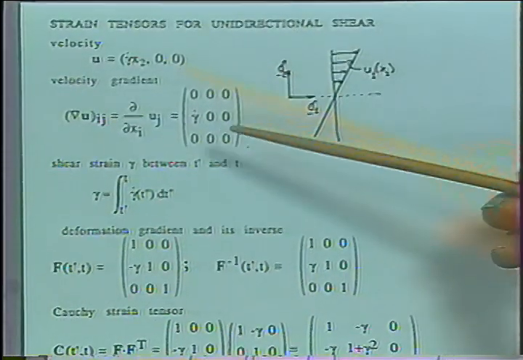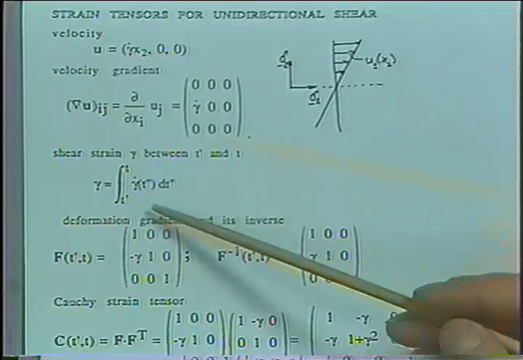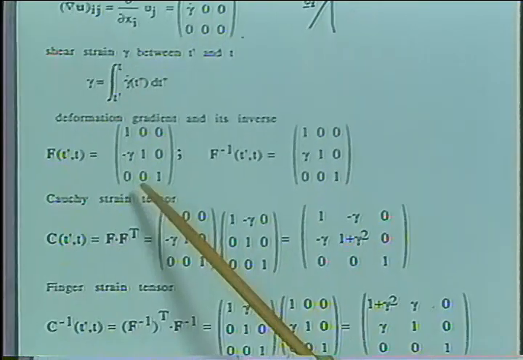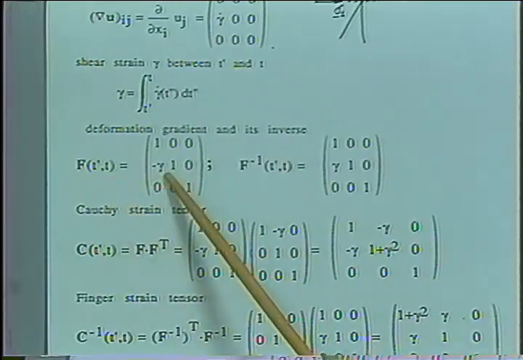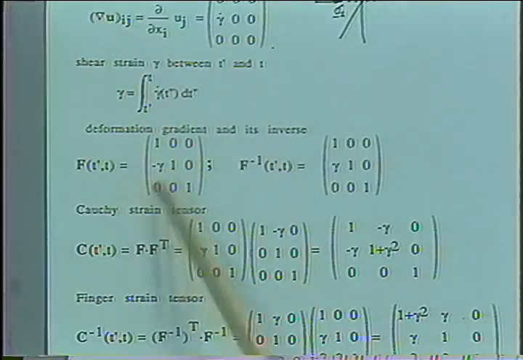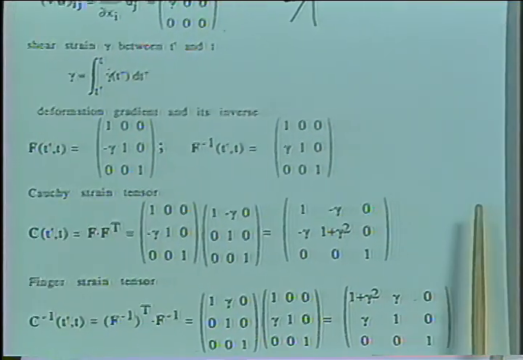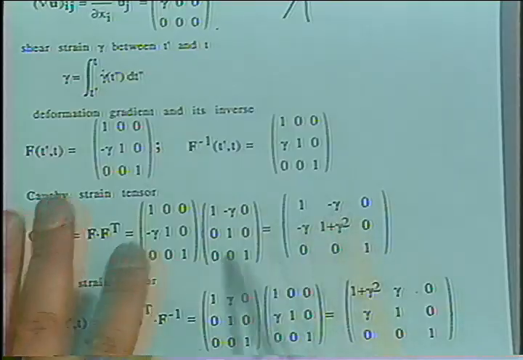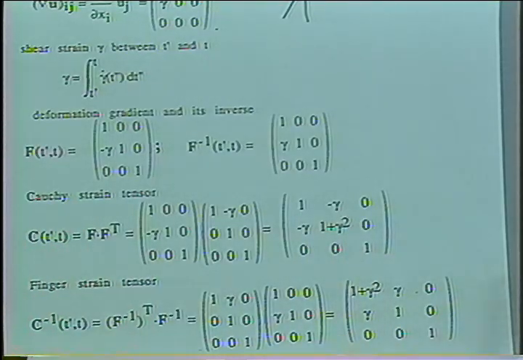The strain components of shear flow we discussed already. You have all the tables describing the strain. This is the velocity field, the deformation gradient, the velocity gradient, and the Cauchy and Finger strain tensors. And these components are used for any of these shear flows. That's the point I wanted to bring across.